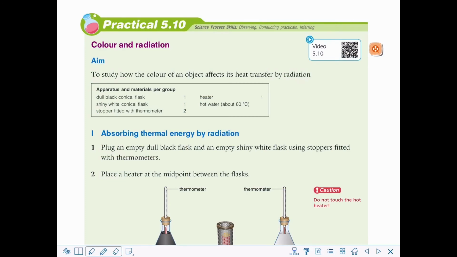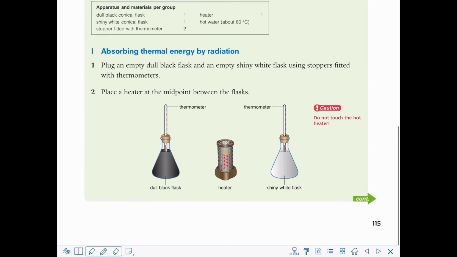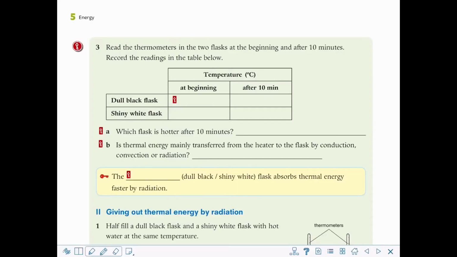Now we will have a look at the two experiments in practical 5.10. Absorbing thermal energy by radiation. Read the thermometer in the two flasks at the beginning and after 10 minutes. Record the readings in the table below.